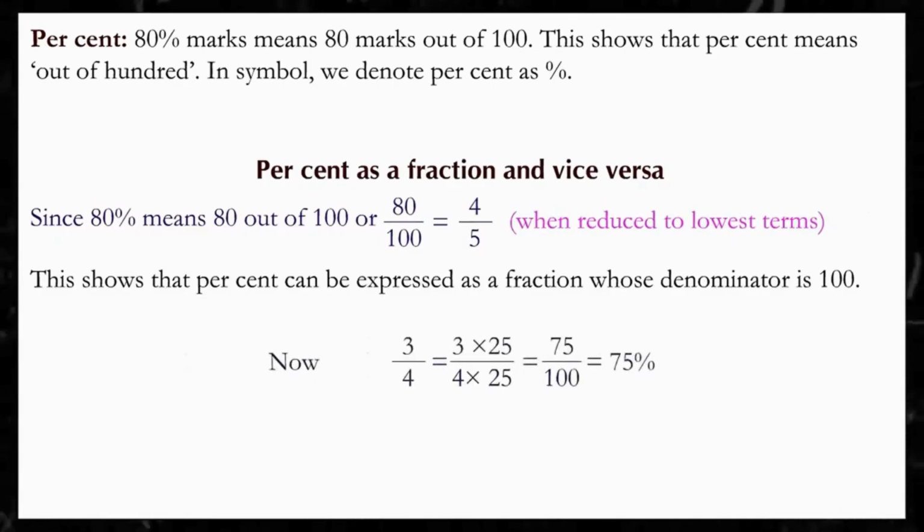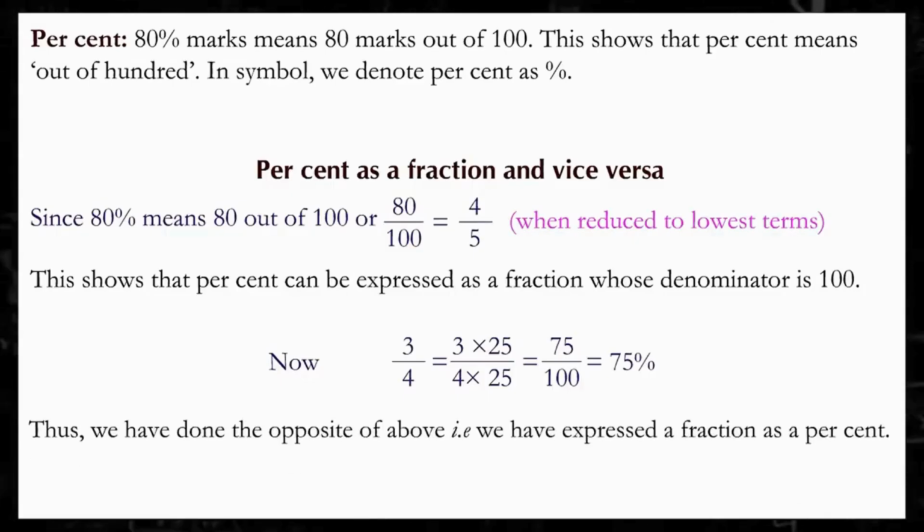Now, 3 upon 4 is equal to 3 into 25 upon 4 into 25. This is equal to 75 upon 100, which is equal to 75%. Thus, we have done the opposite of the above. That is, we have expressed a fraction as a percent and vice versa.